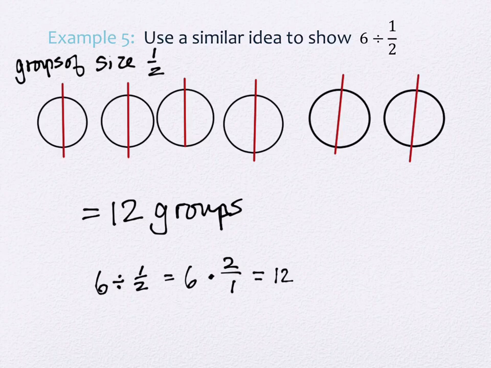It's got to make sense. If it doesn't make sense, then we got a problem. Okay, groups of size 1/2. And nobody gets sick, because eating half of one of those cookies works just fine, right? Just fine.